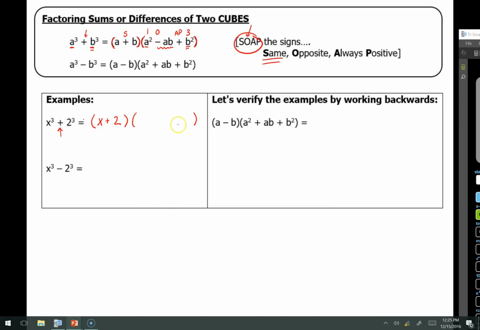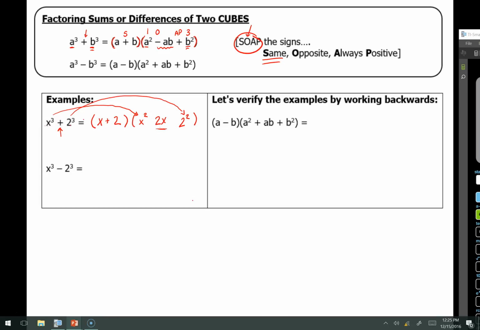Now the second factor, this is the trinomial here. So whatever my first base is, I'm going to put that in the first spot and square it. Whatever my second base is, I'm going to put it in the last spot and square it. Notice that I took my base 2 and I squared it because that's what the formula told me to do. And then this middle term is going to be my two bases multiplied together, x times 2 or 2x.